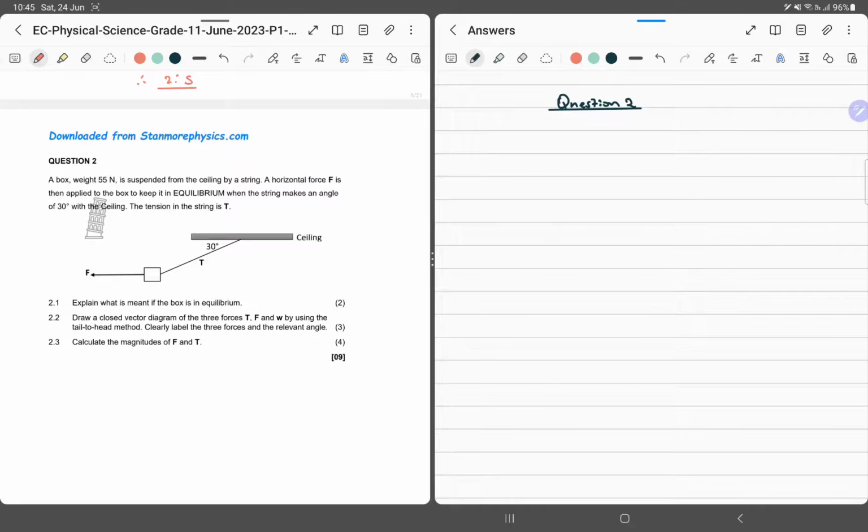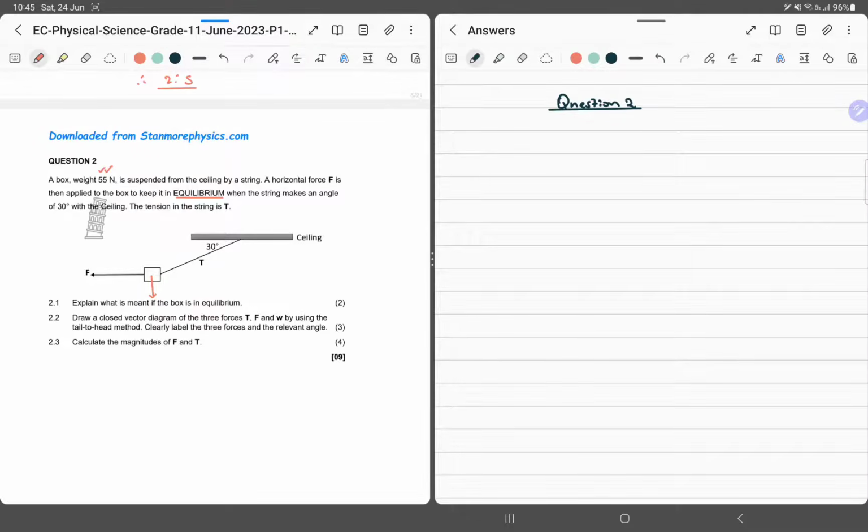Now, we are told here a box of weight, so we're given the weight 55 newtons, is suspended from a ceiling by a string. Now, a horizontal force F is then applied to the box to keep it in equilibrium, so it becomes an equilibriant. Okay, when the string makes an angle of 30 degrees with the ceiling, the tension in the string is T. Great. So if this is in equilibrium, it means that box is stationary, it's not moving. So what do we know? Well, we know that the weight is directed straight down.